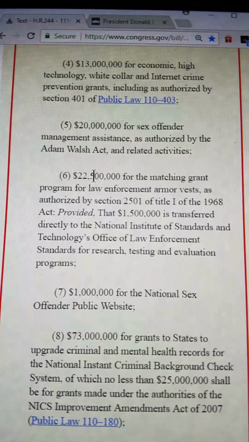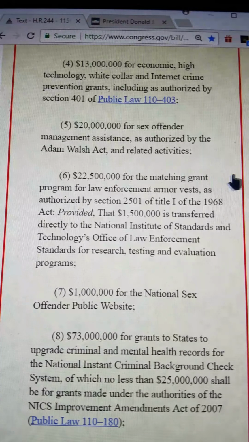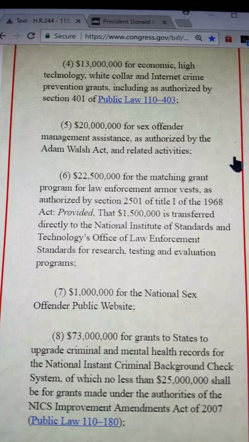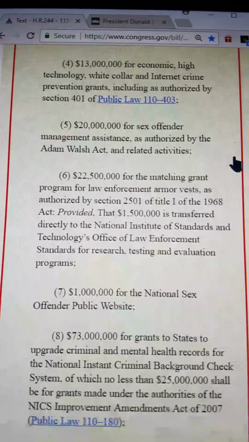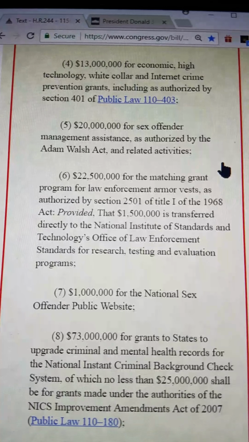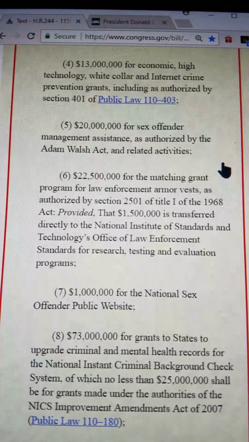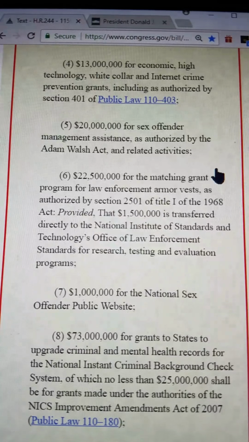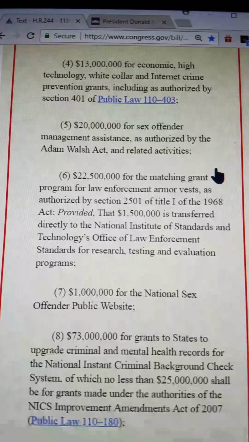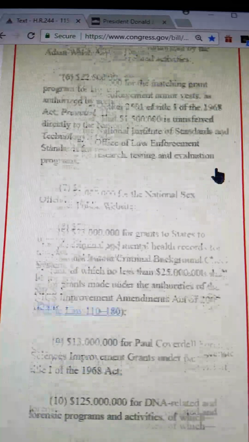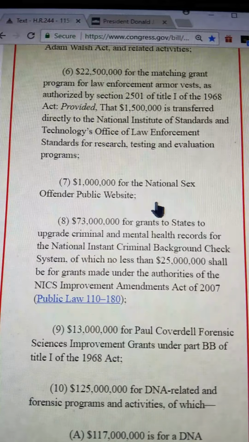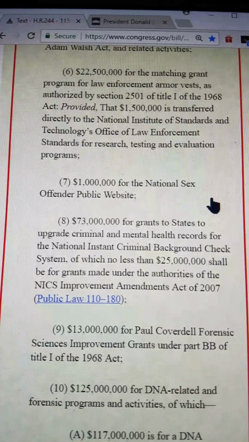$22 million for the matching grant program for law enforcement armor vests as authorized by Section 2501 of Title I of the 1968 Act, provided that $1.5 million is transferred directly to the National Institute of Standards and Technology's Office of Law Enforcement Standards for research, testing, and evaluation. $1 million for the National Sex Offender Public Website.